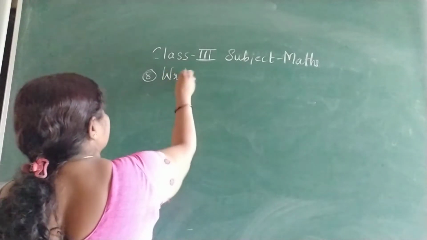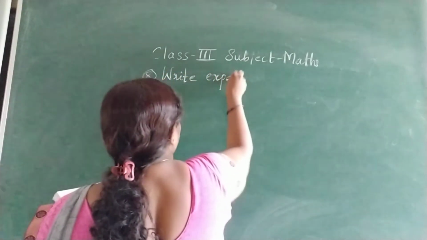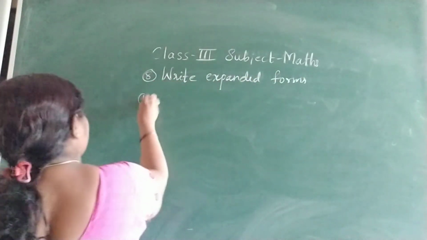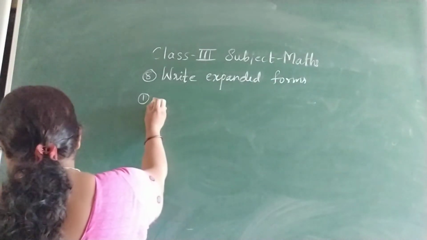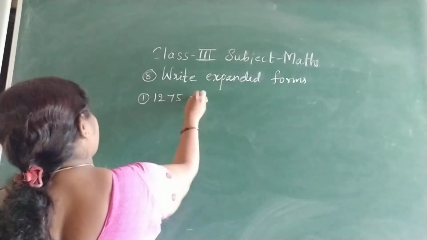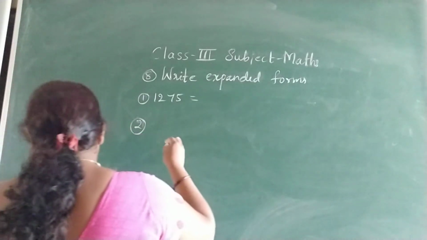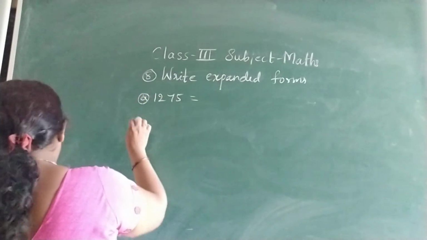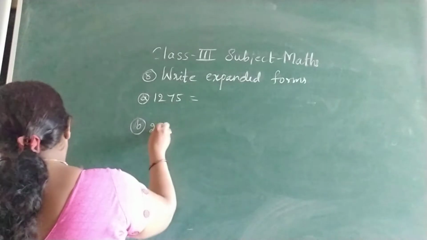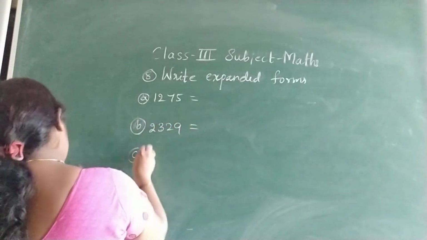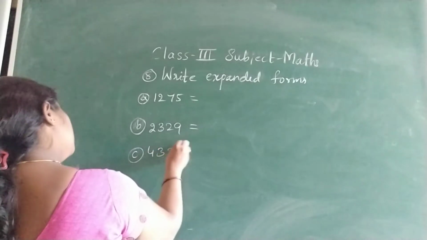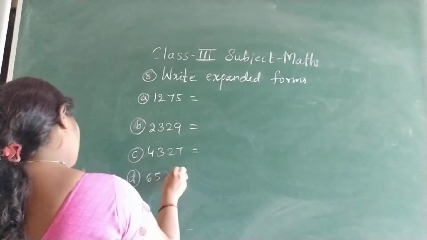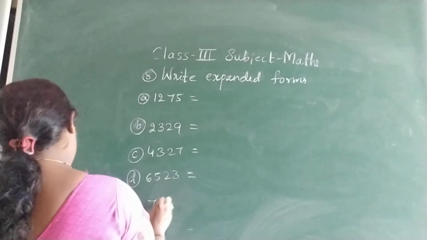Next, 8th question. Write the expanded forms. First one, 1275. Second one, A. This is B, 2329. C, 4327. D, E.